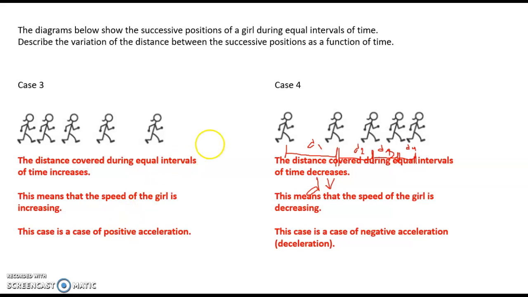However, the opposite is true for case 4. The distance covered during equal intervals of time by the girl is decreasing. So we can see that d1 is greater than d2, greater than d3, greater than d4, and so on. So the distance covered during equal intervals of time decreases. This means that the speed of the girl is decreasing, and thus this is a case of negative acceleration, or what we call deceleration.